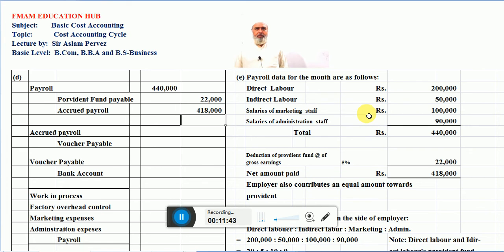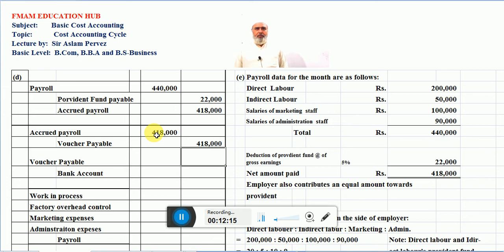Now we close the accrued payroll against the voucher payable, because at the time of payment the vouchers have to be prepared for this amount. Now we close the accrued payroll against the voucher payable here, 4 lakh 80,000 rupees, and the voucher is prepared against this amount, 4 lakh 80,000 rupees is the credit form.